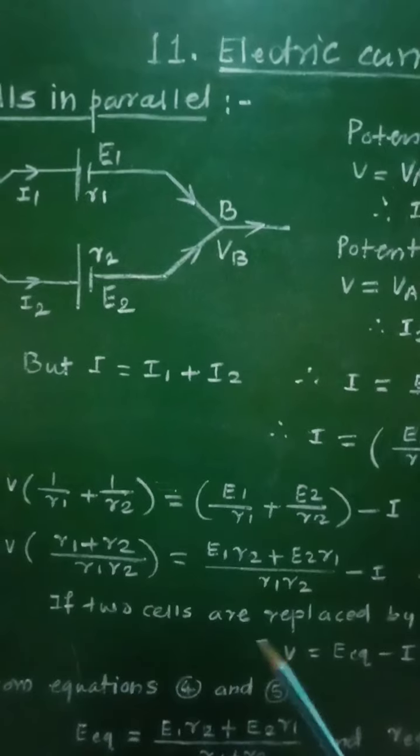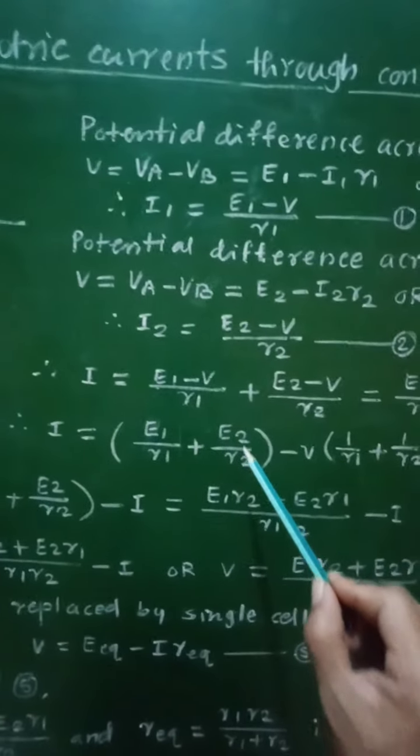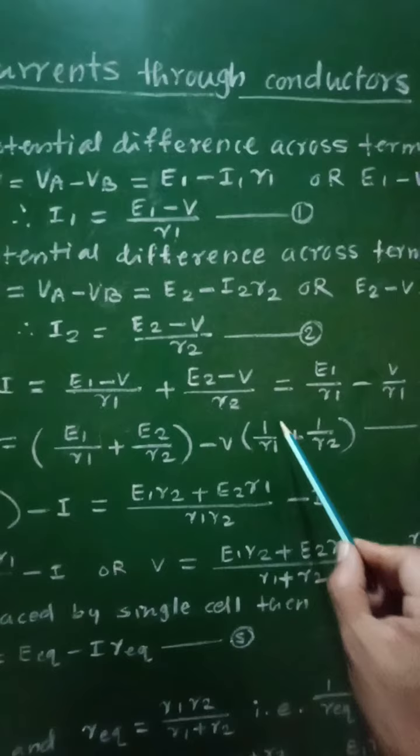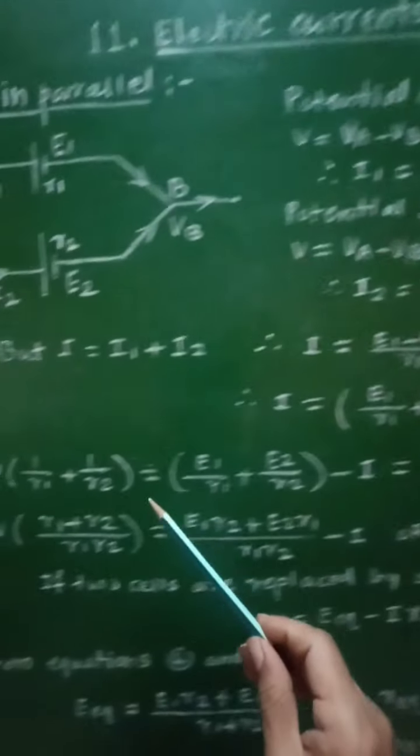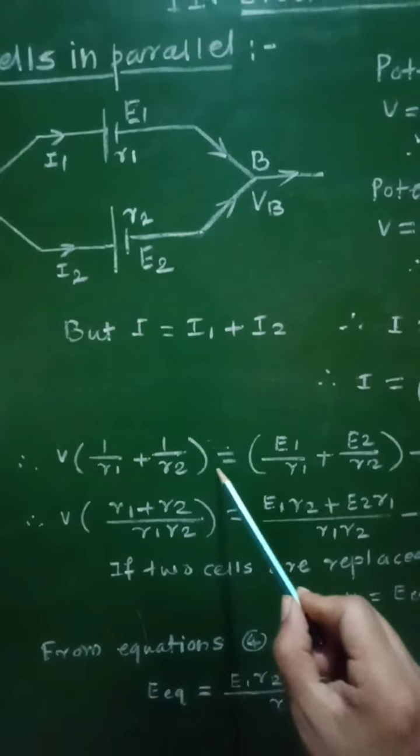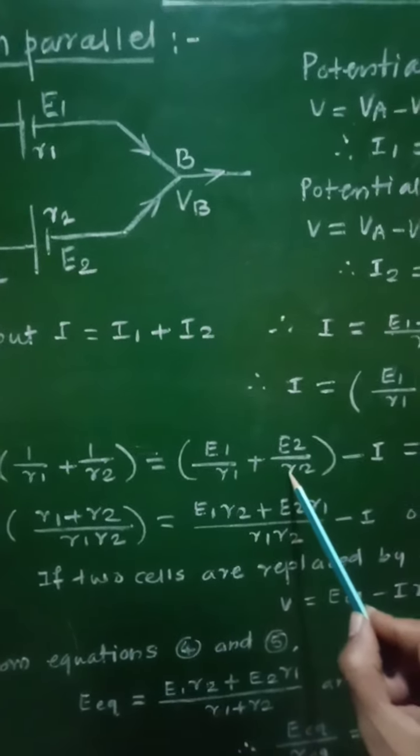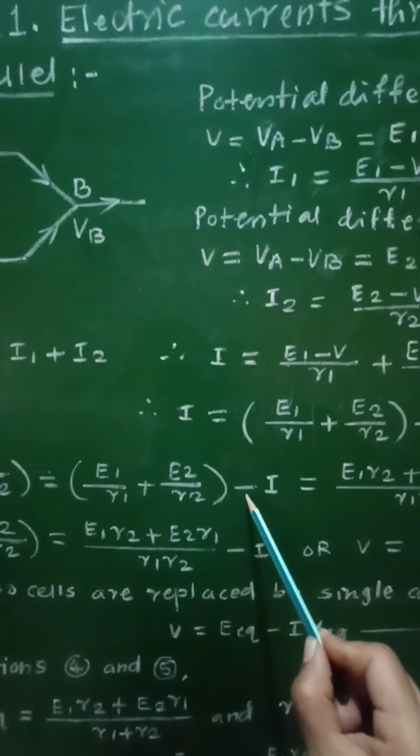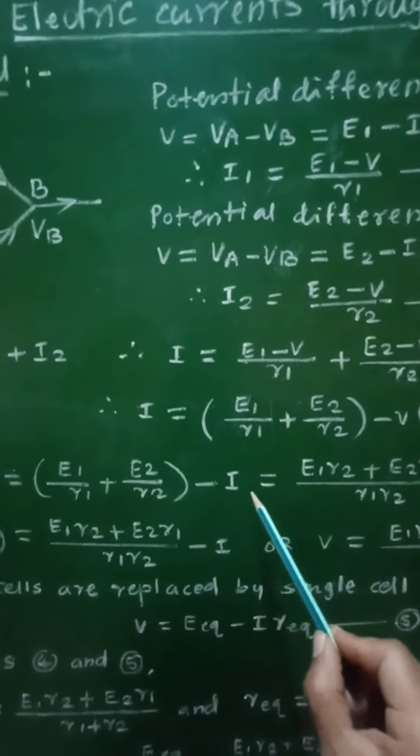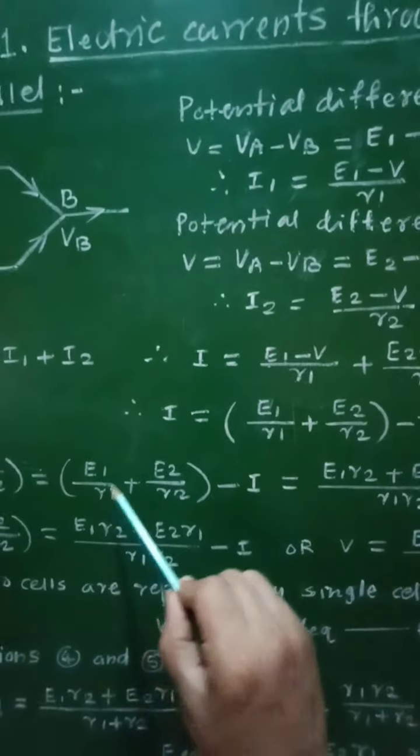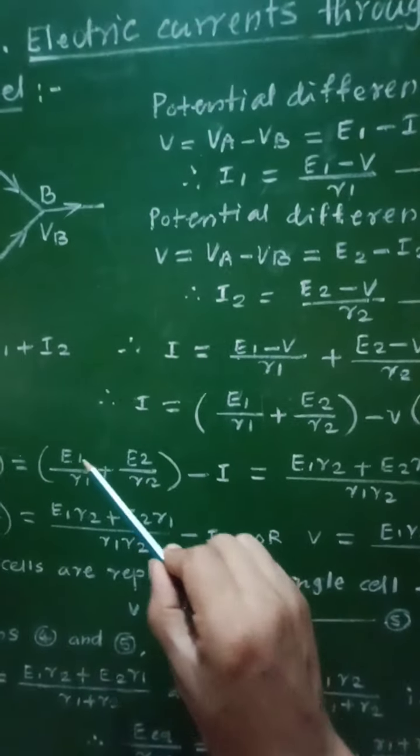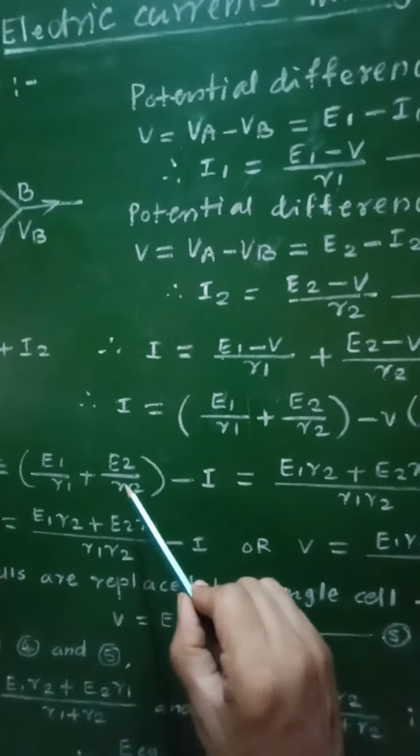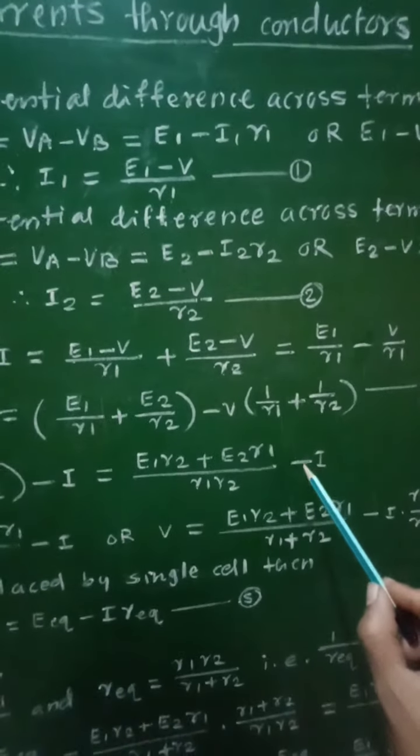Now from this relation we can write I equal to E1 upon R1 plus E2 upon R2 minus phi into 1 upon R1 plus 1 upon R2. Therefore, phi into 1 upon R1 plus 1 upon R2 will be equal to E1 upon R1 plus E2 upon R2 minus the total current I. Taking the cross multiplication of the bracketed term, we can write E1 R2 plus E2 R1 upon R1 R2 minus I.